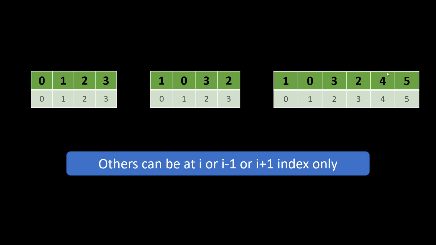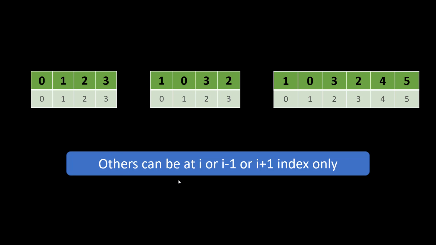Now what about the other numbers? Other numbers can be placed either at the ith position, that is for ascending order, wherein you'll have no inversions, or in the swap case, it can be at i minus 1, for example. So this 1 is at i minus 1, that is the 0th index, and this 0 comes to the 1st index, so it is i plus 1. So that's the trick over here.